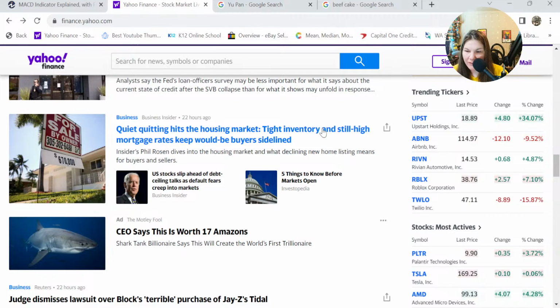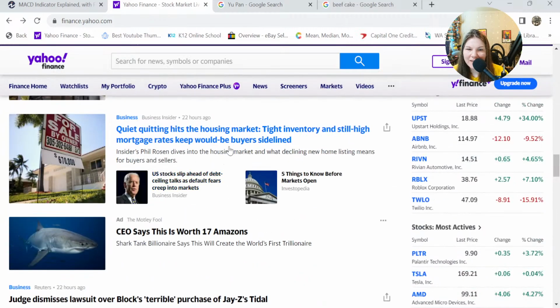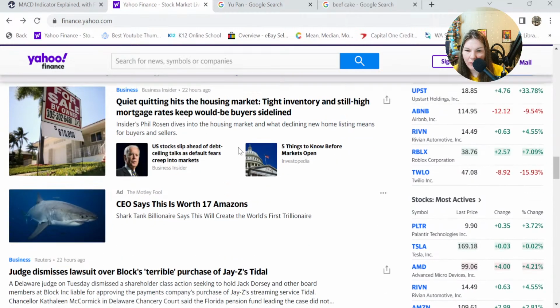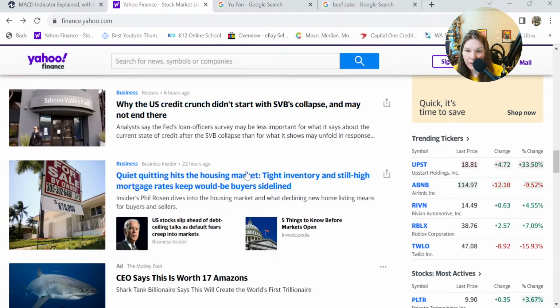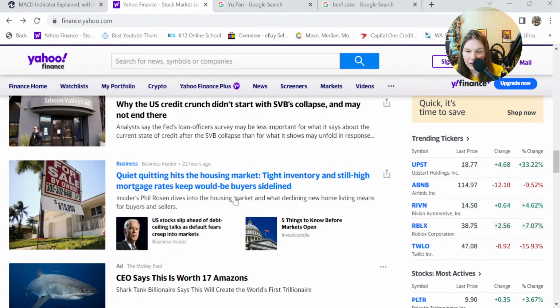Housing market, tight inventory, and still high mortgage rates keep would-be buyers sidelined. Stop trying to buy their expensive-ass houses. Sit back and wait for prices to go down or wait for the people to die. Do not buy somebody's house who bought it for $50,000 and lived there for 10 years and did 2 home improvements. Do not buy their house for $1 million.